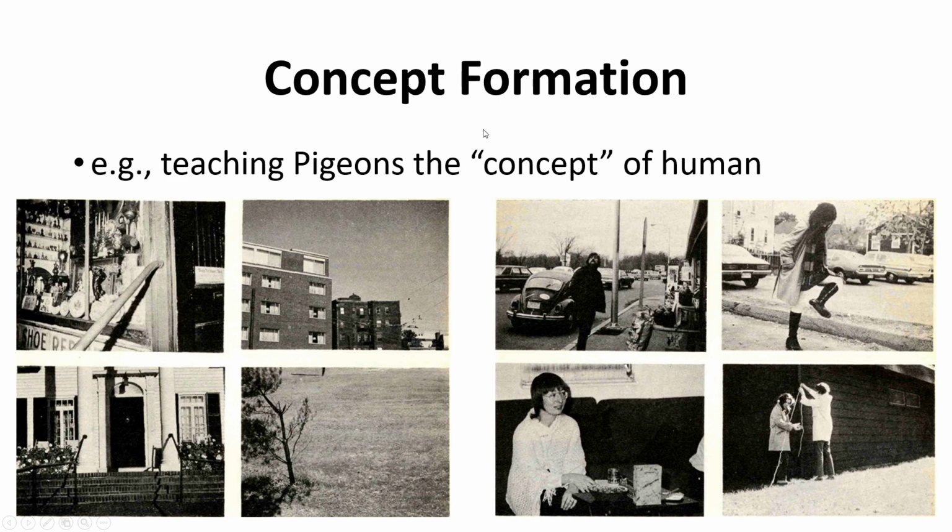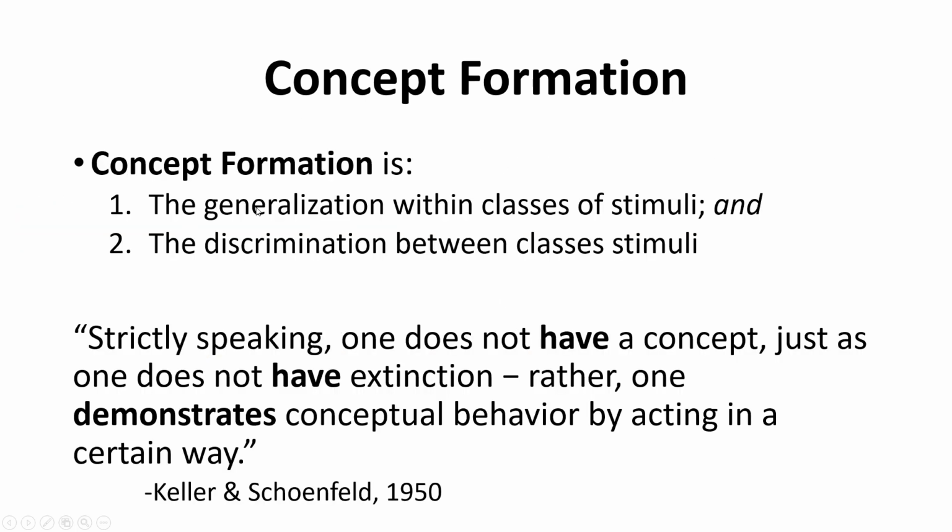And if they form this concept of human, then they will be more likely to peck when other pictures that have humans show up later on, when they get tested on the concept. And then they'd also be less likely to peck for the pictures that don't have humans because they don't fall within that particular concept. So concept formation from that description is going to be a generalization within classes of stimuli.